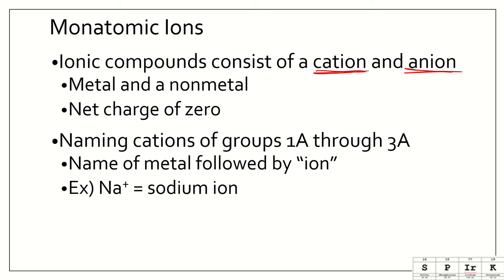So naming cations of groups 1A through 3A, we just use the name of the metal followed by the word ion. For example, Na+, we call that sodium ion. Doesn't get much easier than that. But again, this goes back to you understanding and knowing the names of the elements on the periodic table. Remember that there is that Quizlet out there if you're still struggling with that. This chapter is all about that.